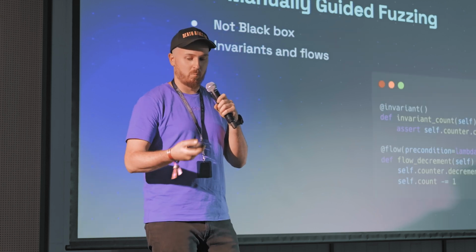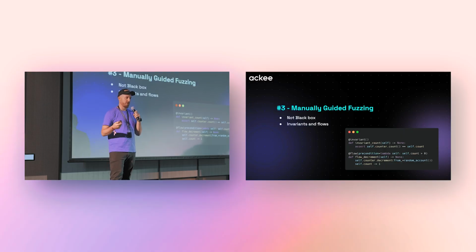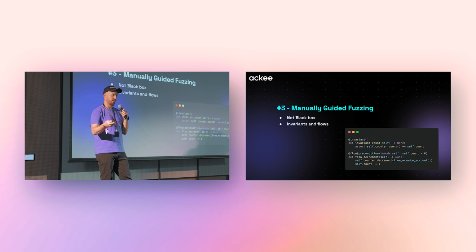Now, more about the fuzzing. What we are doing is something we call manually guided fuzzing, which consists of flows and invariants. It is very similar to fuzzing in Foundry, and a little bit different from the fuzzing in Echidna. So flows are basically some scenarios with which you are instructing the fuzzing engine what to do, the fuzzing campaign.